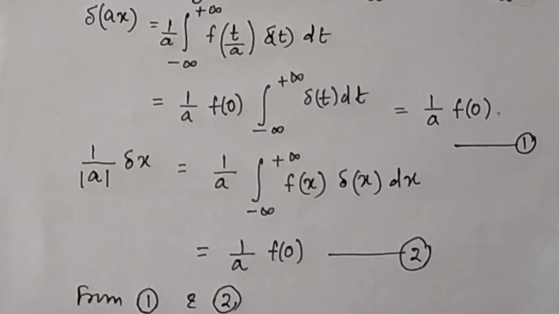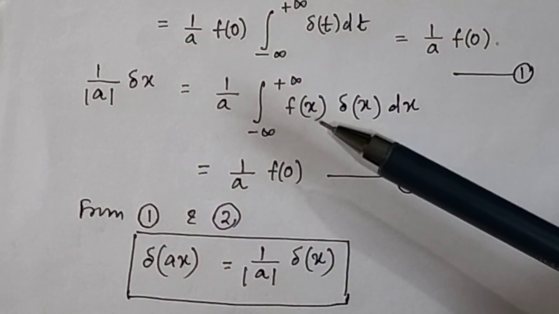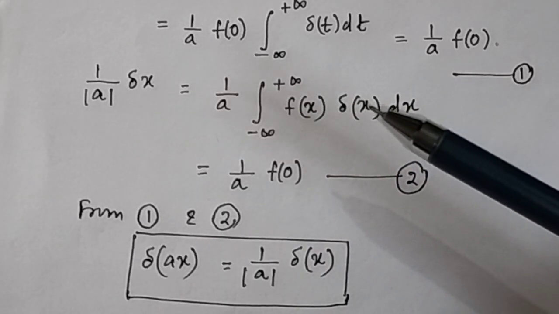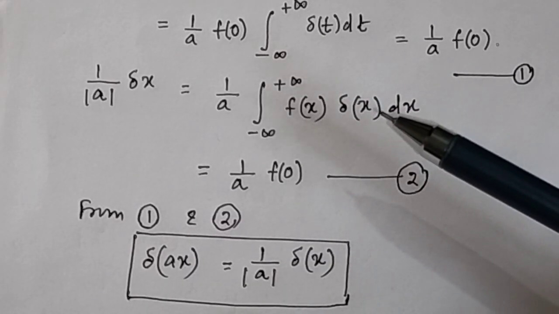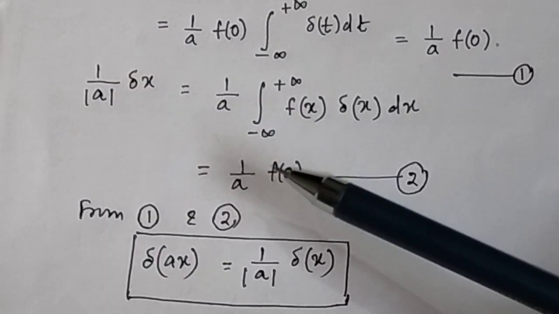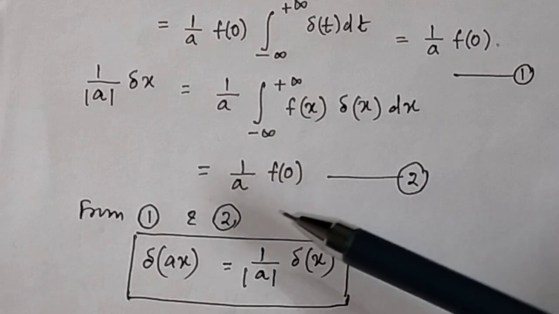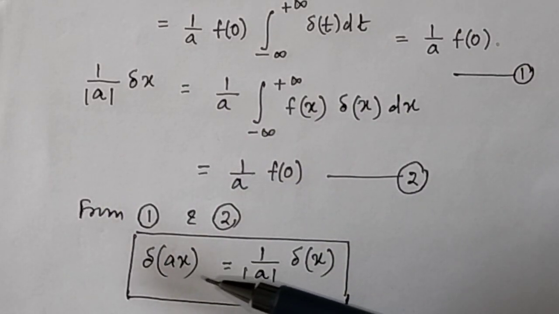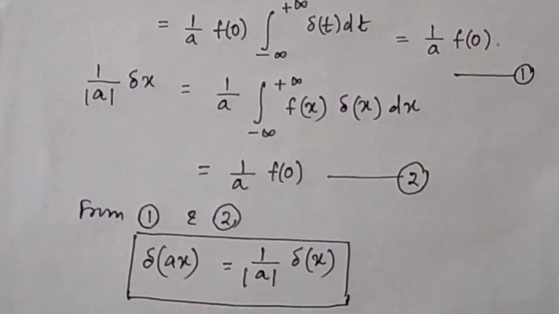So at x equal to 0, this will be equal to f(0), and the integral from minus infinity to plus infinity of delta(x) dx at x equal to 0 is equal to 1. So 1 by a delta(x) will be equal to 1 by a f(0). This is equation number 2. So from equations 1 and 2, we can verify that delta(ax) is equal to 1 by magnitude of a into delta(x). Thank you.